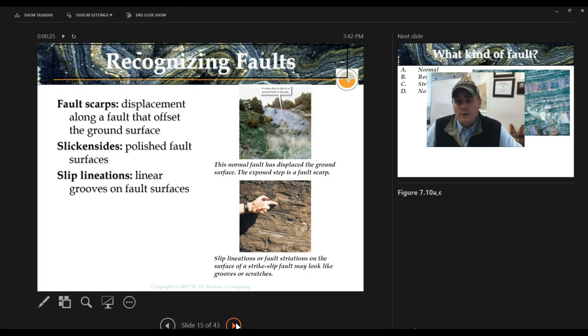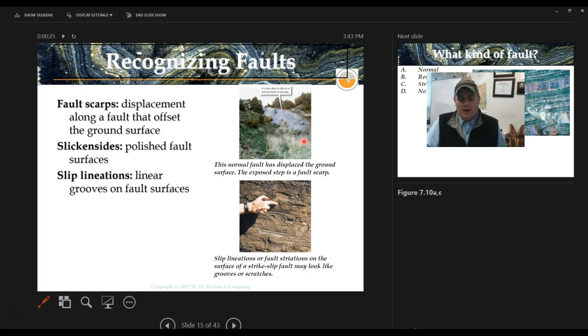Okay. So other ways we can actually figure out if there's a fault are some features that we might want to go along with it. One is what we call a fault scarp. Now, if this fault actually ruptures the surface of the ground, okay, and this block were to move down, there would be this extra space right up here that would be now exposed. It's the fault surface that is now exposed on the surface of the ground. We call that the fault scarp. That's the surface of the fault plane that is now exposed. Okay, so in this one here, this normal fault has displaced the ground surface. The exposed step is what we call the fault scarp, right up there.